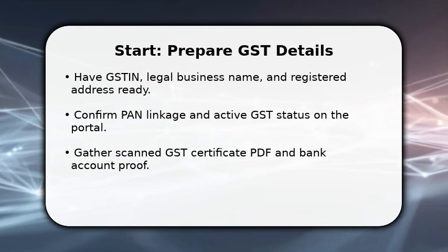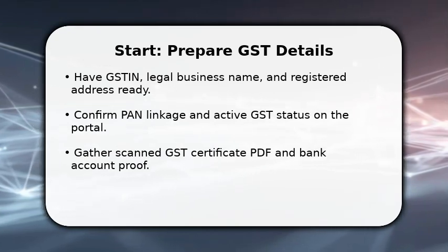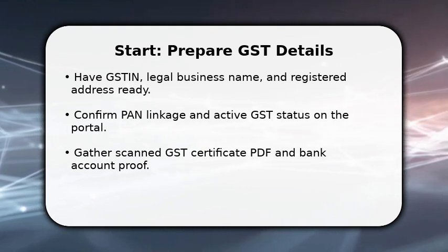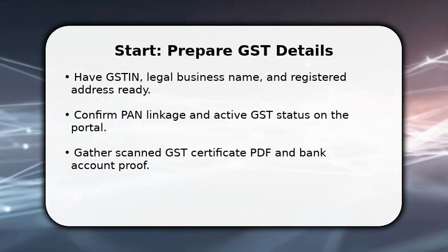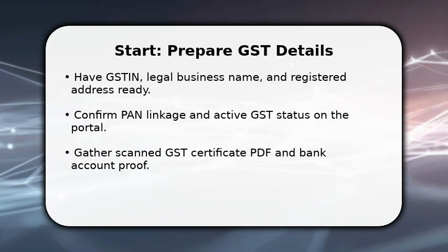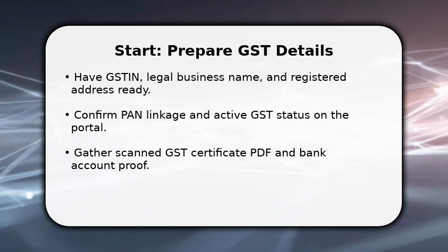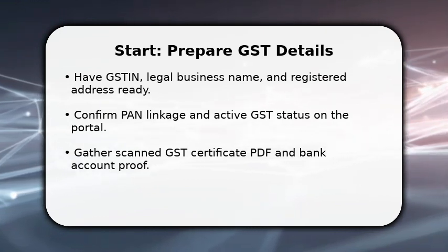You start by confirming your GSTN is active and matches your PAN. This prevents rejection during verification. Once done, download a clear PDF of your GST certificate and note the exact registered business name and address. Amazon matches text fields. Make sure your bank account name also aligns.